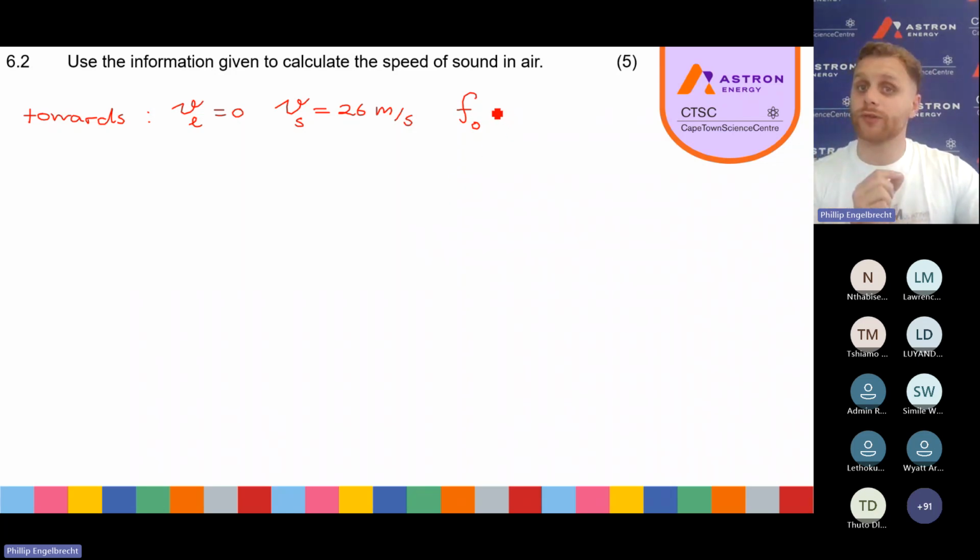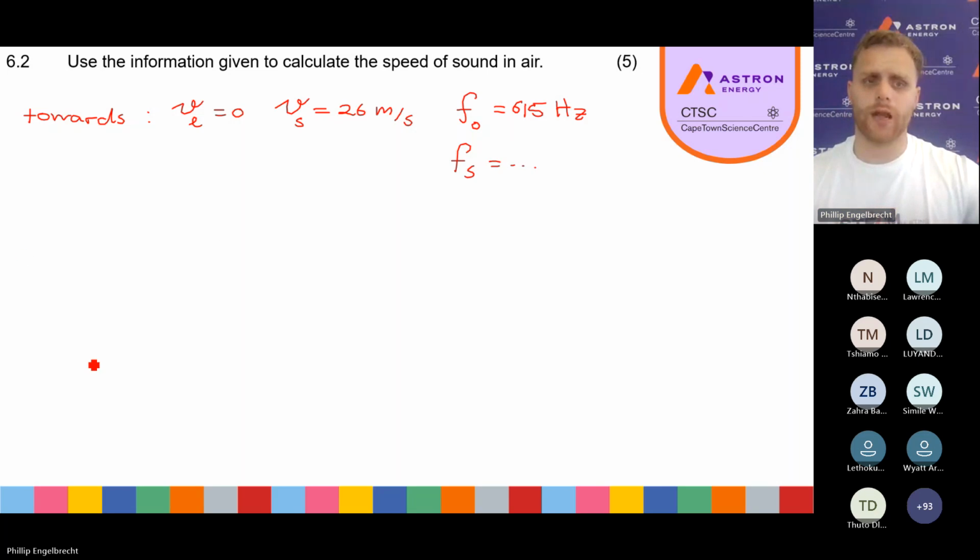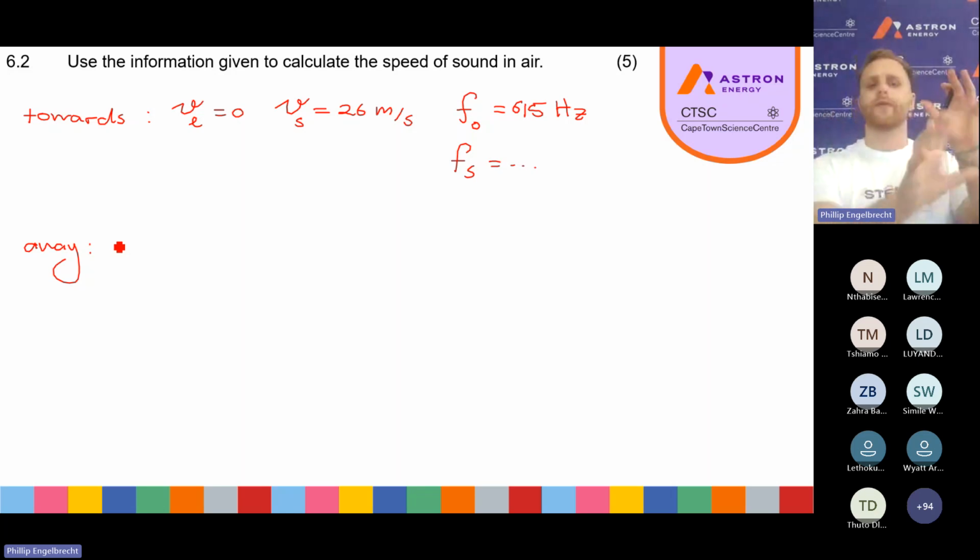Anyways, the observed frequency when this car was traveling towards me is 615 hertz, okay? 615 hertz. The frequency of my source, I do not know that. Now, when the car moves away from me, what do I know? Okay. Now, see, guys, before I even get to that, look what I'm doing. I am writing down what I know.